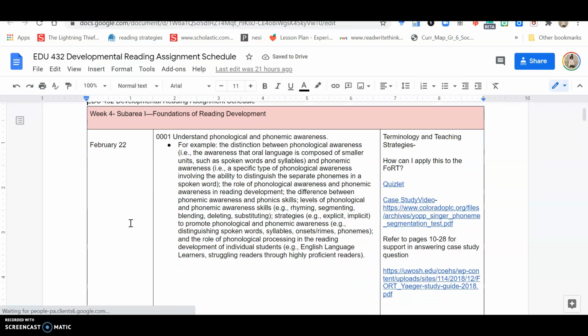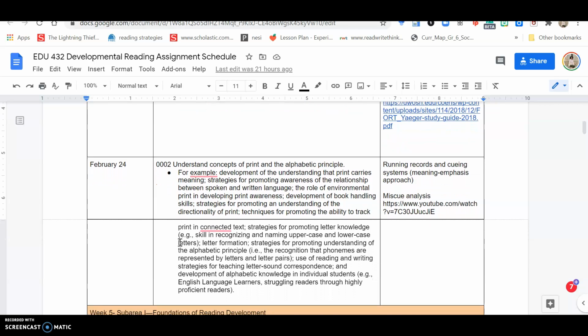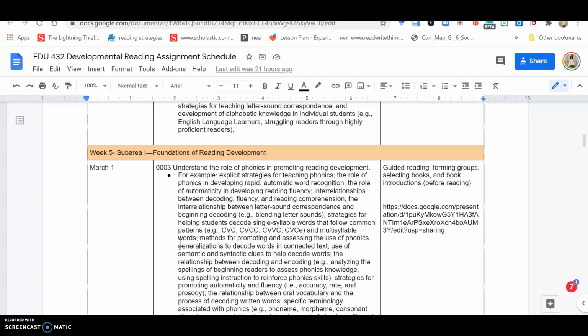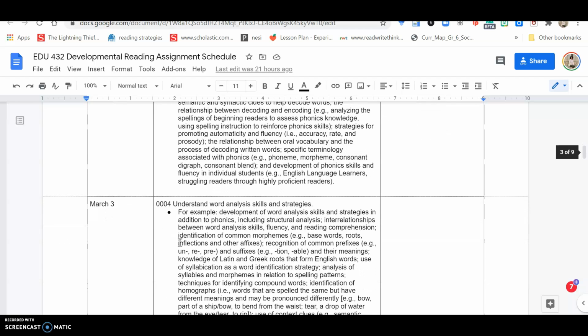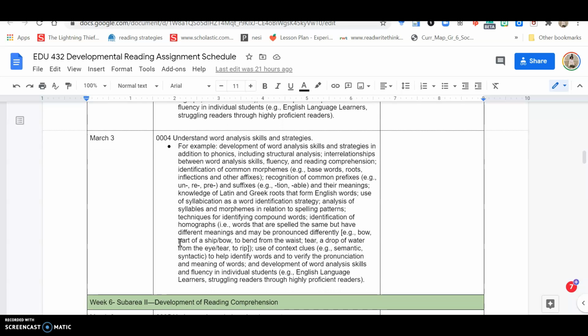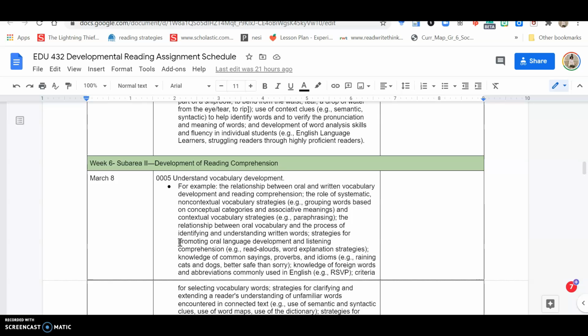So this week we went over again foundations of reading development. We talked about phonological and phonemic awareness. And then we are going to continue with foundations of reading next week and the role of phonics in promoting reading development. And also included next week, March 3rd, we're going to talk more about understanding word analysis skills and strategies, which is the fourth section under developmental reading. And then under sub-area number 2, developmental reading and comprehension, we're going to talk about understanding vocabulary development.